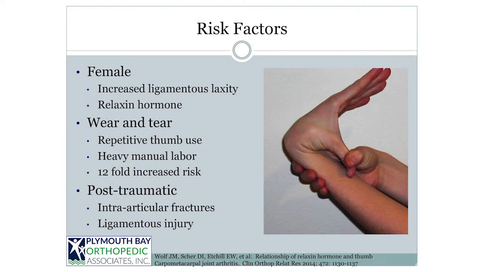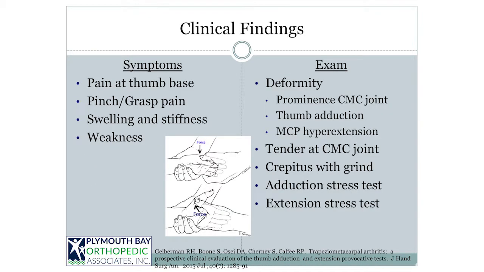Wear and tear is a big part of this thumb-base arthritis as well. What they found is that with repetitive use and heavy labor, the risk is increased 12-fold. And of course, post-traumatic injuries, or any intra-articular fracture at the thumb base, as well as ligamentous injuries in that area. Clinical findings are pain localized to that area, and pain when they're gripping or grabbing things.